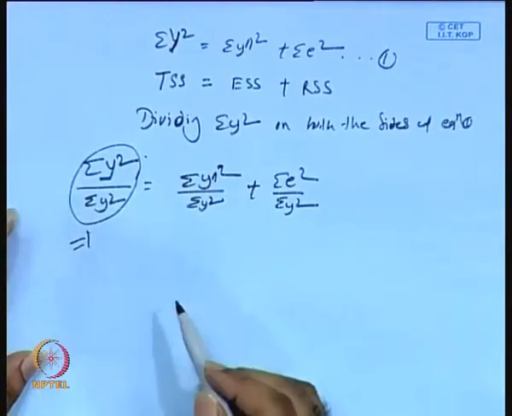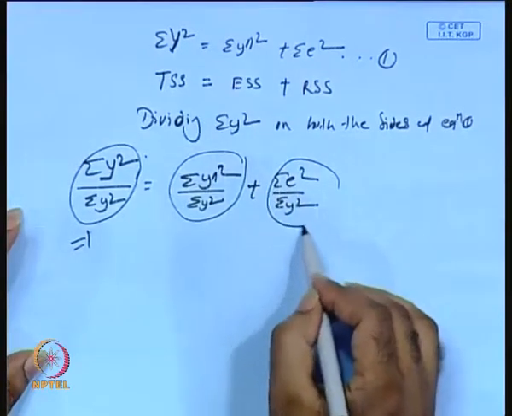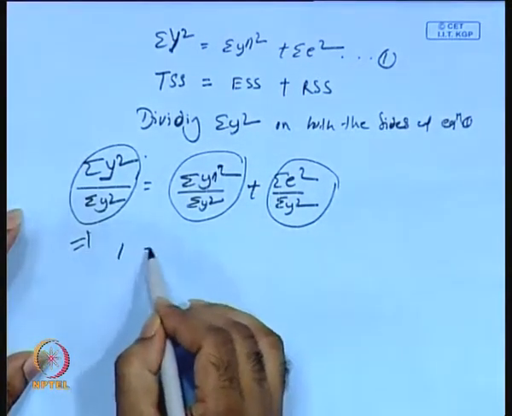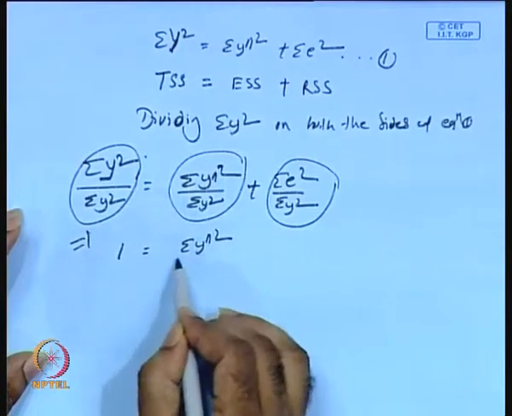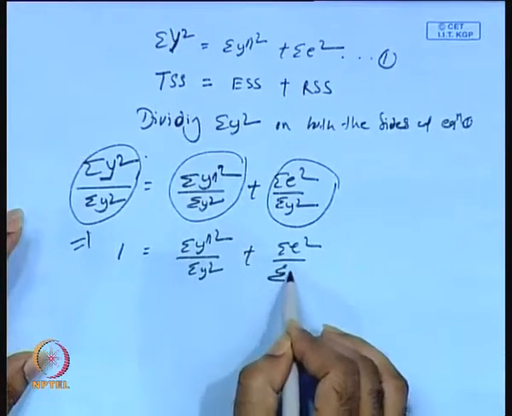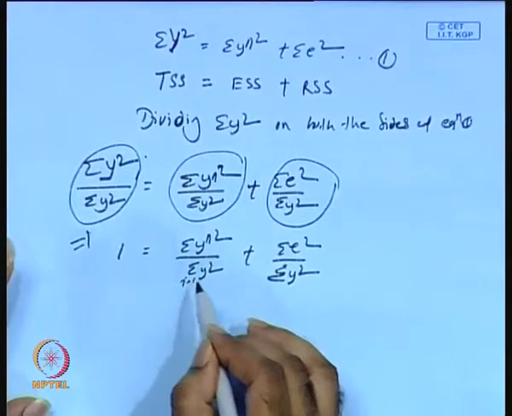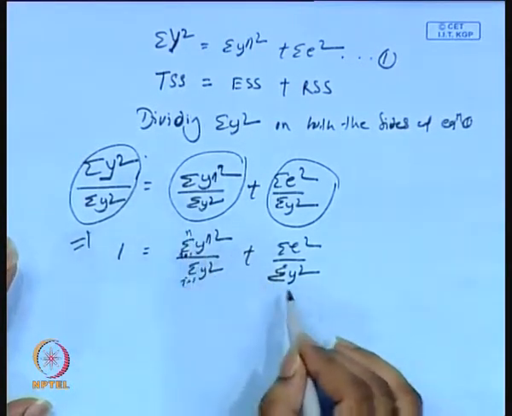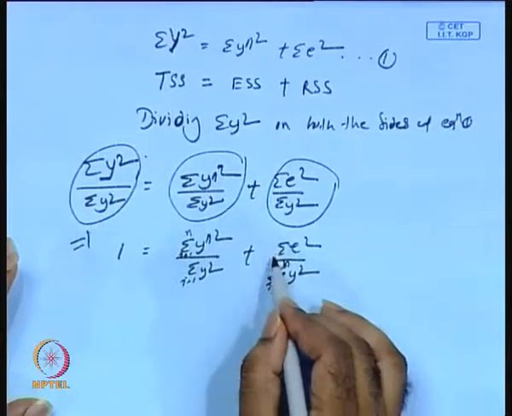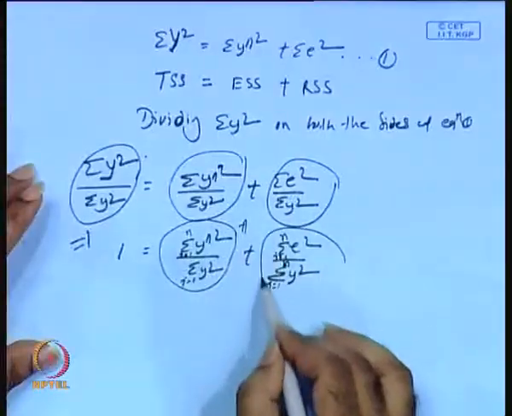This is equal to 1. Now this is one component and this is another component. So that means 1 equals summation y hat squared by summation y squared plus summation e squared by summation y squared. This is how we are in a position to draw it. Obviously, i equal to 1 to n here and i equal to 1 to n here. Now we have two parts; we call this part A and this part B.